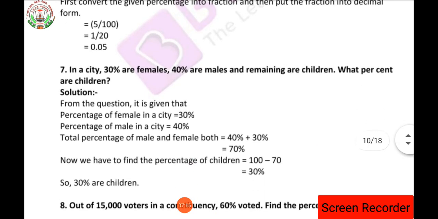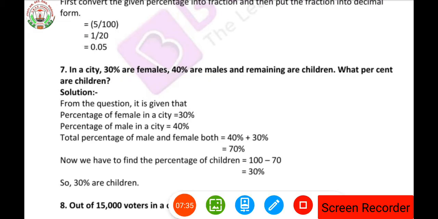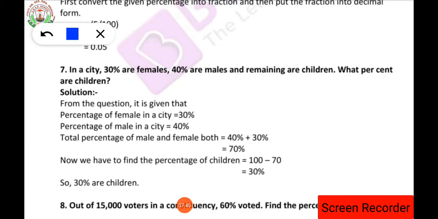So here in this question number 7, it is said that in a city 30% are females, 40% are male. So altogether 30 plus 40 is how much? 70%, isn't it? 30% are female and 40% are male, remaining are children. What is the percent of children? That means here you have to find the percentage of children.